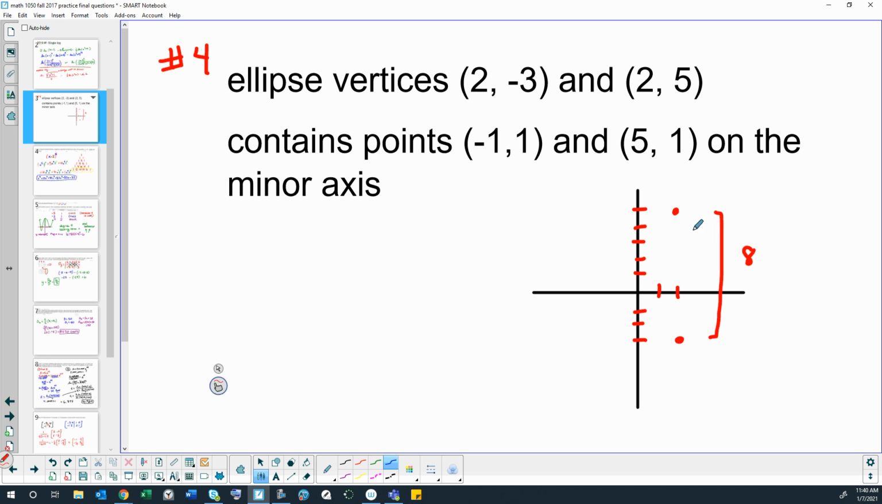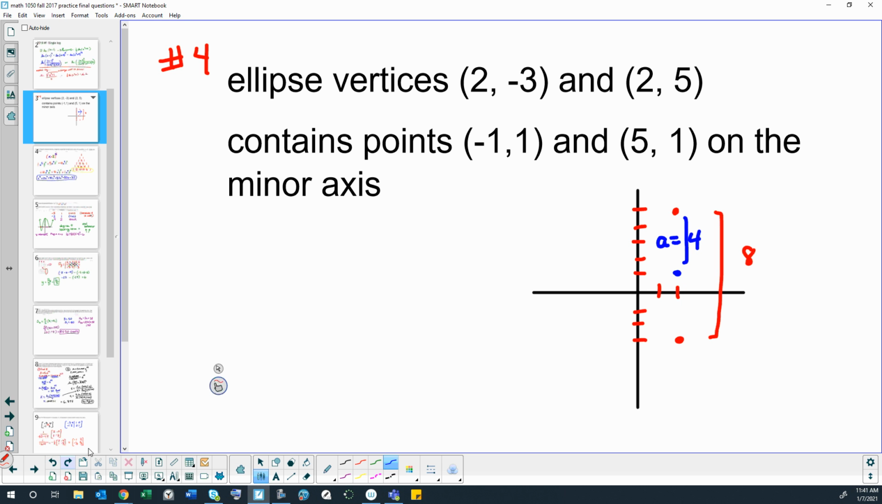So that means that the center of our ellipse has to be halfway between those numbers. So halfway between would be the average of -3 and 5. So -3 plus 5 is 2, and half of 2 is 1. So the average would be there at 1. So there's a distance of 4 here, right? So that's 4, and then there would be a distance of 4 here as well.